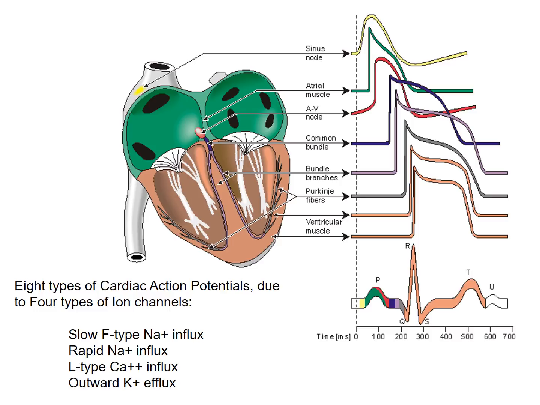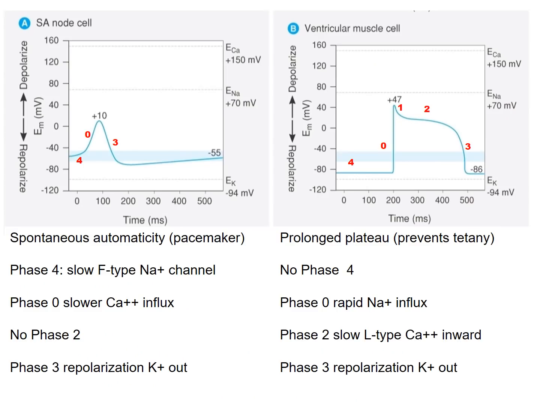As positively charged ions move into the cell, the cell becomes more positive, deflecting the electrical activity upward. As potassium ions leave, the cell becomes more negative, deflecting the electrical activity downward. And if we were to just isolate the action potentials from the SA node and from the ventricular cells, we see that they look different.